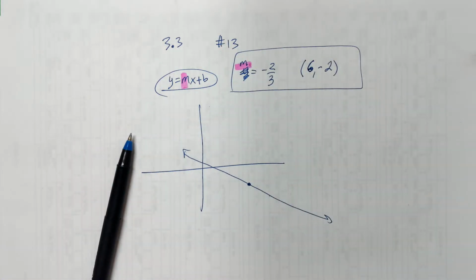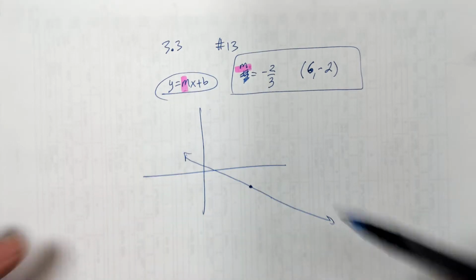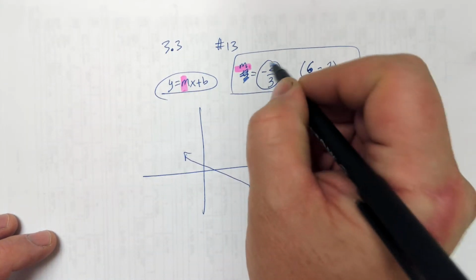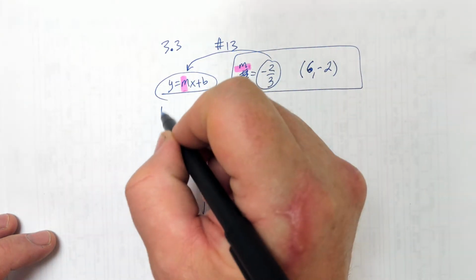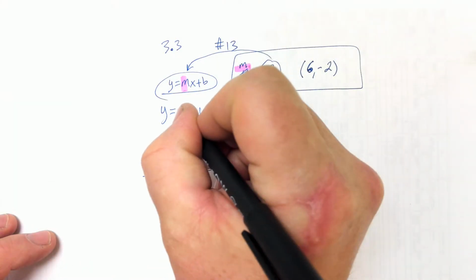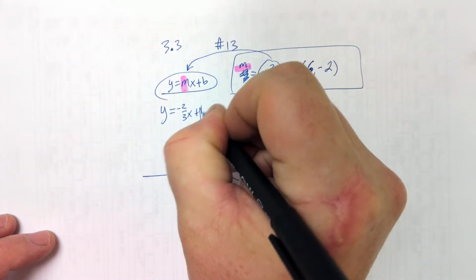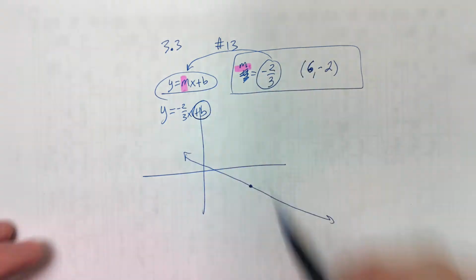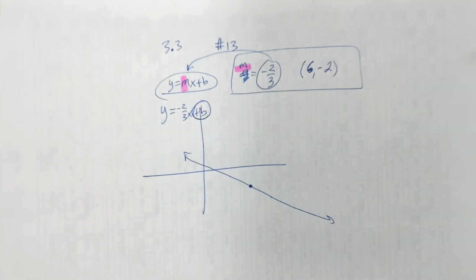Okay. So we have part of the answer. Do you see, Eminem? We have this part of the answer. So that's going to go right there. So I know it's going to be y equals negative 2/3 x and then plus b. So all I got to do is figure out what the b is.